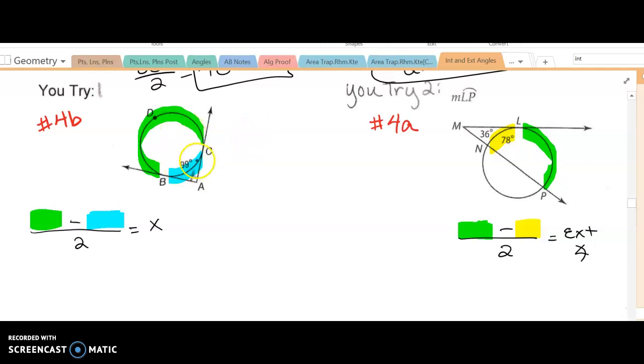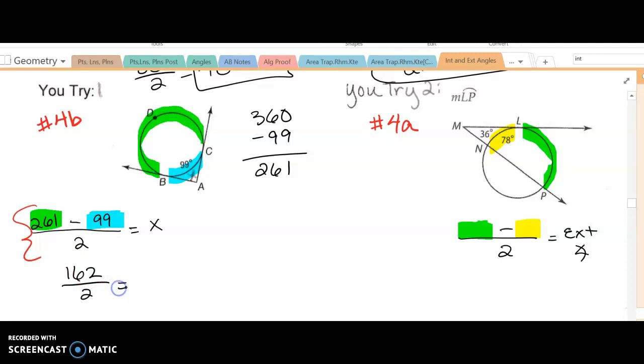What we do know is that there's 360 degrees in the circle. We know the blue part is 99, so 360 minus the 99 gives us 261. Then from here I can solve because again, x is already isolated, all you have to do is simplify the left-hand side of the equation and away you go. So 261 minus the 99 in the numerator is 162, divided by 2 is 81 for x.